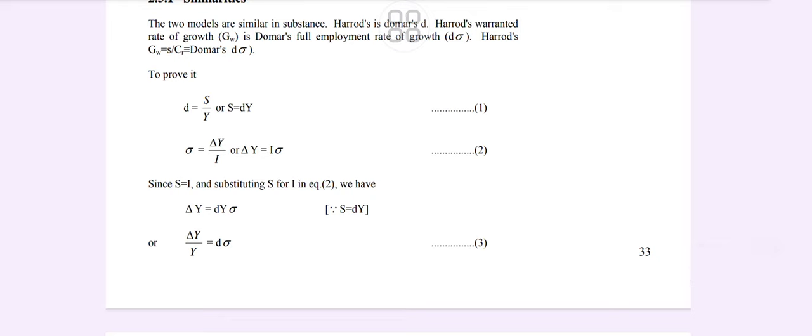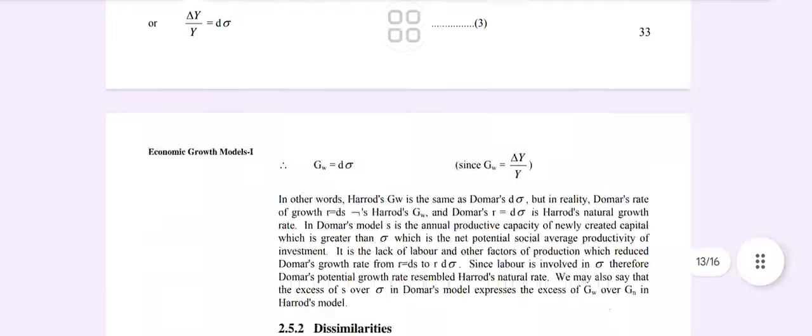So if we do a comparison, what is the similarity? The two models are similar in substance, right? Harrod's G is Domar's d. Harrod's warranted rate of growth is Domar's full employment rate, right? d equal to S by Y. So substituting, we can get this.